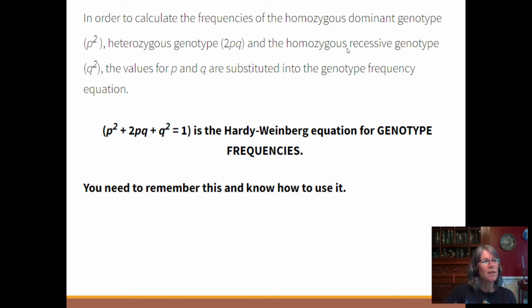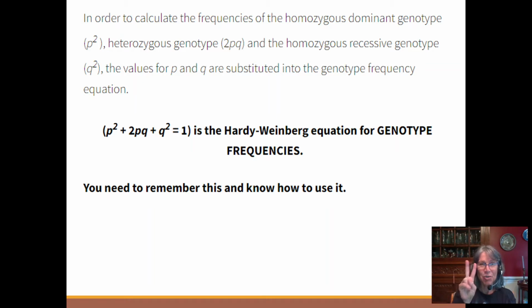All right, so from this population, in order to calculate the frequencies of the homozygous dominant genotype, that's P squared, the heterozygote genotype, 2PQ, and the homozygous recessive genotype, Q squared, I just have to put my P and my Q into the genotype frequency equation, which is P squared plus 2PQ plus Q squared equals 1. These are my genotype frequencies. You should remember how to use this equation. This is looking at individuals with this genotype.